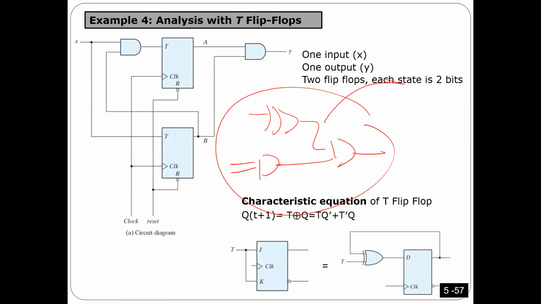And then I ask you to give me the truth table. Is that okay? This is exactly equivalent to what we did here in combinational. Is that okay? So what we're going to do in this section is the opposite.